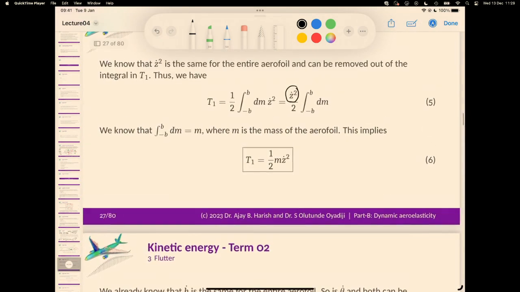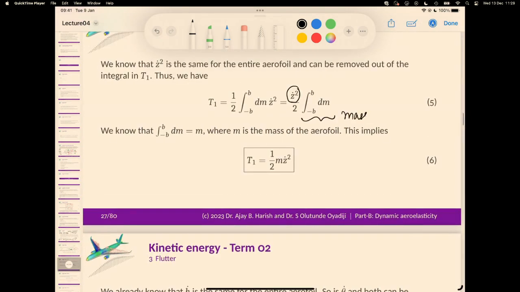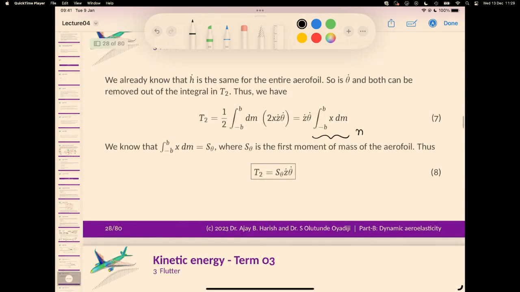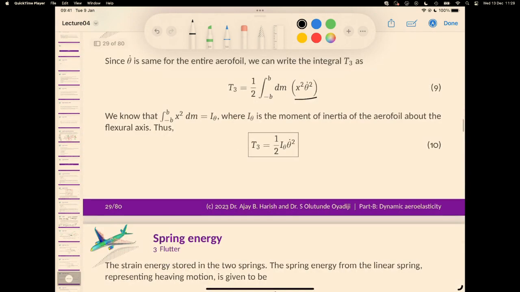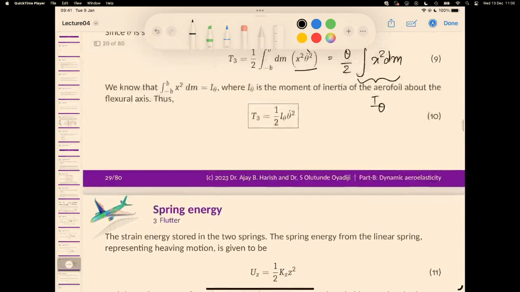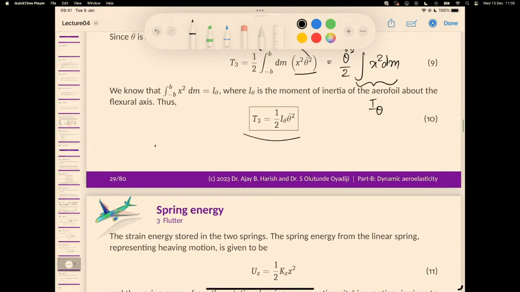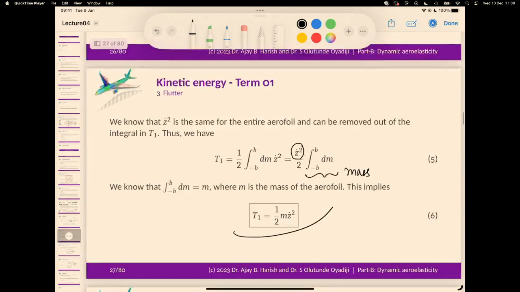So what we have here is nothing but the total mass. Then you have something like a first moment of mass, the first moment of inertia. And then when you have x square into theta dot, you can get the theta dot outside, which gives you theta dot square by 2 integral of x square dm. This is nothing but your moment of inertia, I theta. Right? I've just separated out the three terms, so that I can write my total kinetic energy in three simple forms. Right?